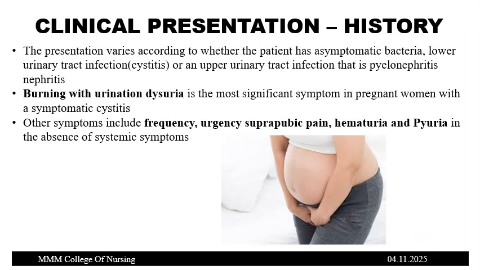Clinical presentation. History. The presentation varies according to whether the patient has asymptomatic bacteriuria, lower urinary tract infection, or upper urinary tract infection, that is pyelonephritis. Burning with urination, that is dysuria, is the most significant symptom in pregnant women with cystitis. Other symptoms include frequency, urgency, suprapubic pain, hematuria, and pyuria in the absence of systemic symptoms. So the main symptom is burning with urination, that is dysuria.